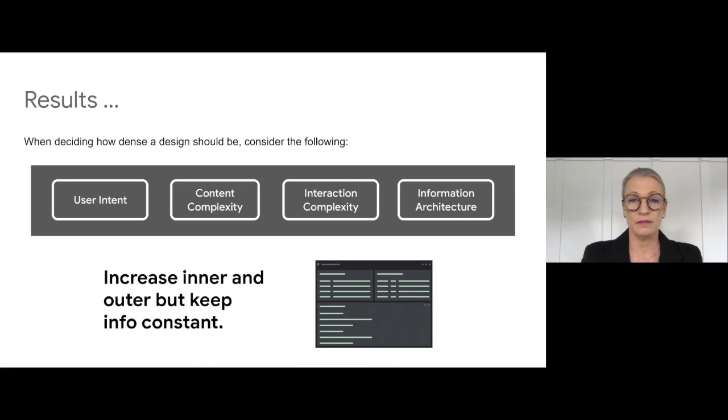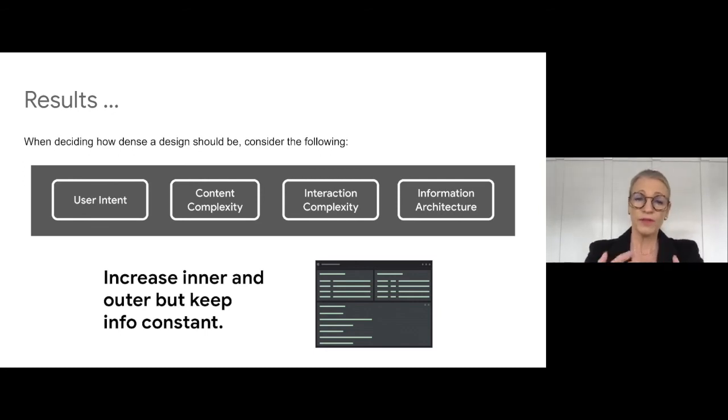The user, we heard in the last talk about motivation, the complexity of the content. One of the things we know is that experts prefer a lot more dense information, for example, spreadsheets and so forth. We heard about banking apps, the complexity of the information, but also the information architecture. So how are people moving through the information, which of course brings in the task context. And our recommendation from our study is to increase the inner and outer, but keep the information density constant. And we have a number of parameters along which we can measure that.